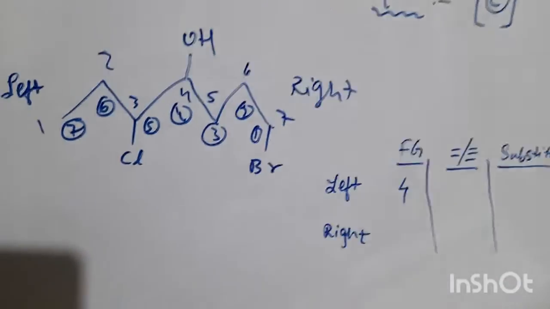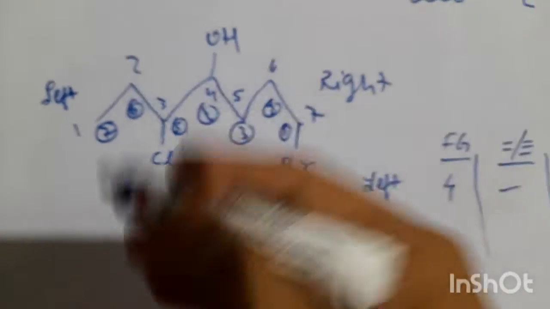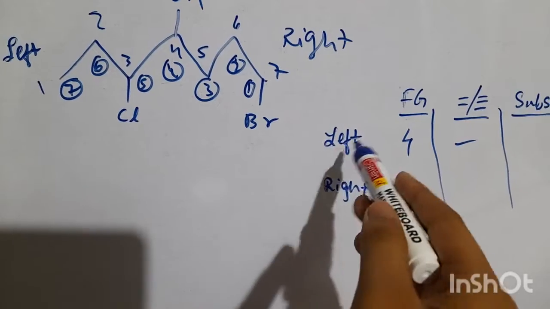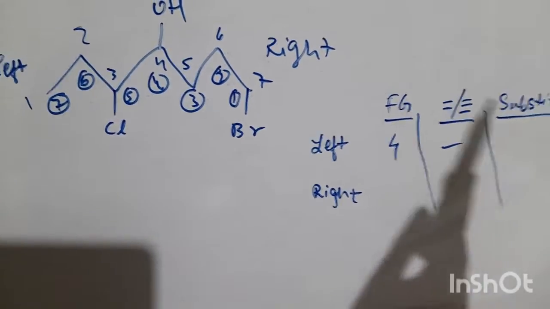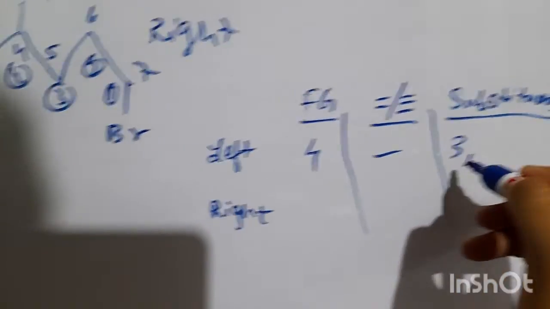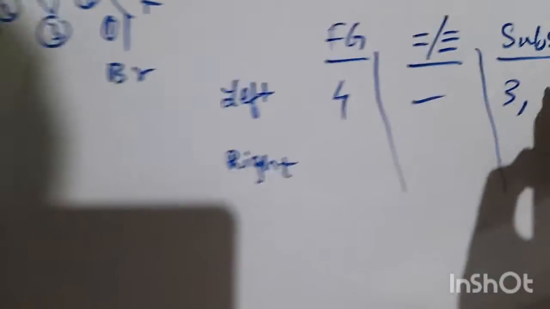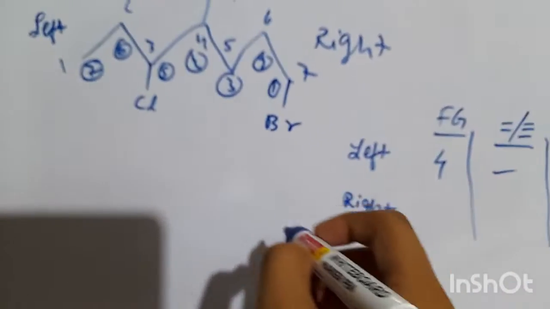Next, there is no double bond or triple bond. If we start counting from the left side, what is the position of the substituents? 1 2 3. The first substituent falls at 3. The second substituent falls at 1 2 3 4 5 6, the seventh position.